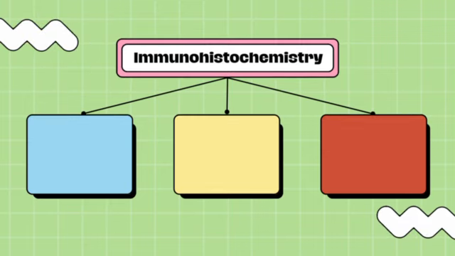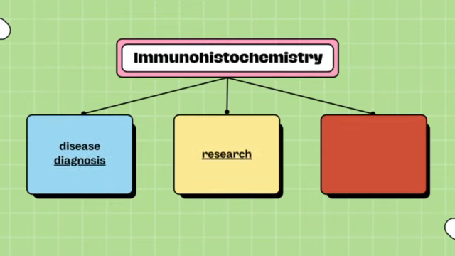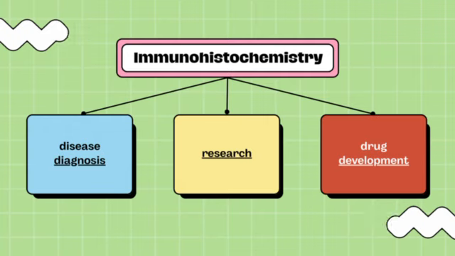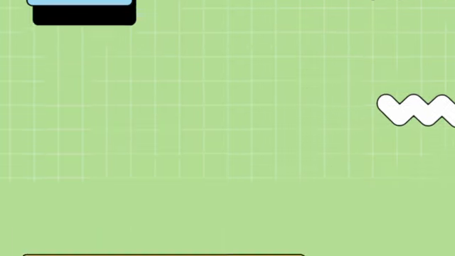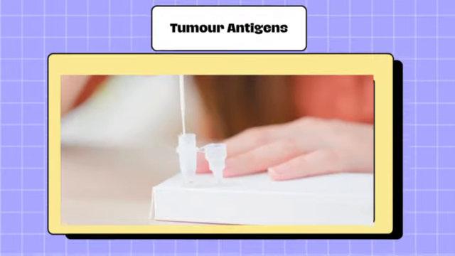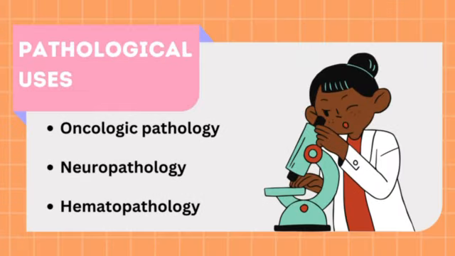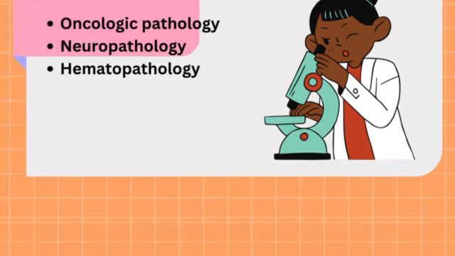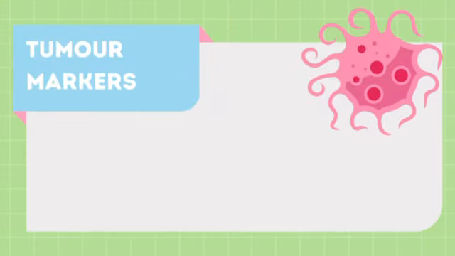Perfecting IHC is incredibly important, as it plays a crucial role in disease diagnosis, research, and drug development. What IHC does best is determine the antigen and its distribution in the tissue of the disease of interest. Most notably, IHC is used in cancer diagnosis. This is due to the specific tumor antigens that are expressed. Pathological uses of IHC are used in oncologic pathology, neuropathology, and hematopathology.